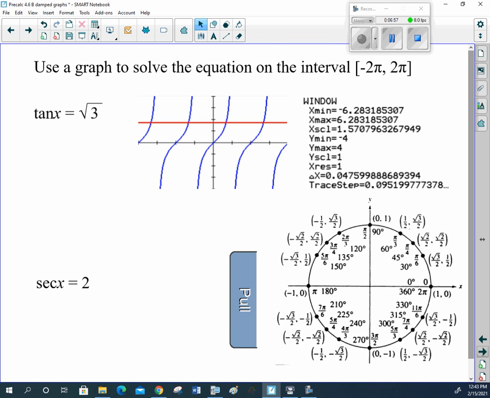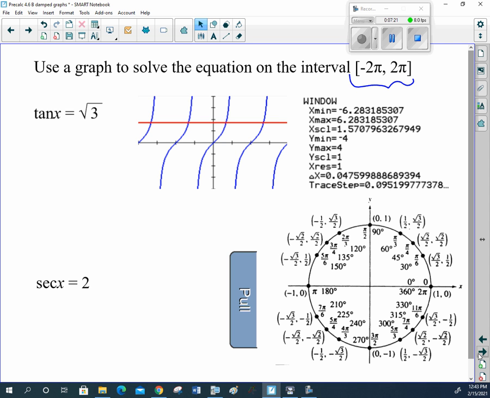Okay, now up here what they're saying when they say negative 2 pi to positive 2 pi, that means that you rotate all the way around the unit circle in the positive direction and you rotate all around the unit circle in the negative direction. So you go both directions looking for your answers. So what I'm looking for is where the tangent is equal to the square root of 3.